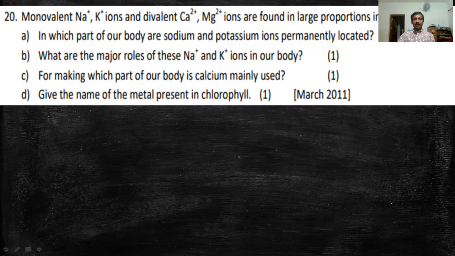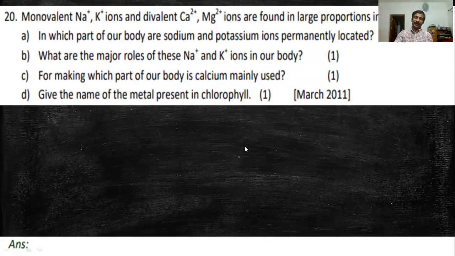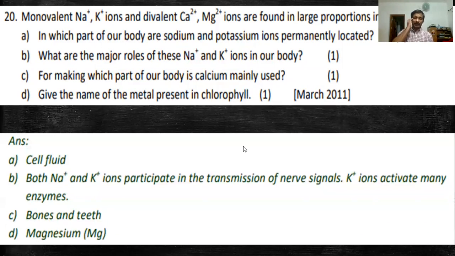Monovalent Na plus, K plus ions and divalent Mg2 plus and Ca2 plus ions are found in large proportion in biological fluid. In which part of our body are sodium and potassium ions permanently located? That is permanently located in cell fluid. What are the major roles of these Na plus and K plus ions in our body? Biological importance, that is very important. You can expect this question.